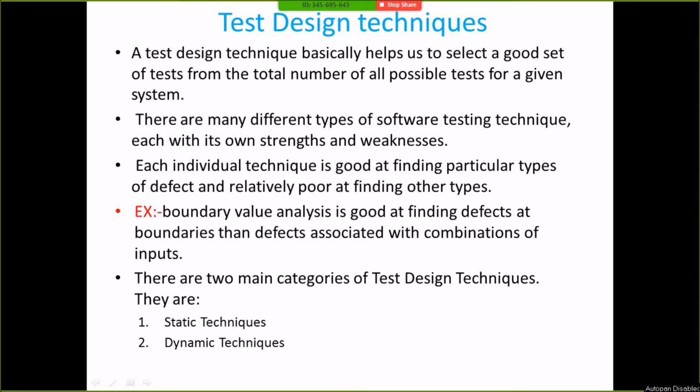And each individual technique is good at finding particular types of defects and relatively poor at finding other types. That is to say, if you use a test design technique, it will be good at finding test cases in one area, and it will be poor in finding test cases in another area. Okay, that's what it is talking about. So for that, let's take an example. Boundary value analysis is good at finding defects at boundaries, rather than defects associated with combinations of inputs.